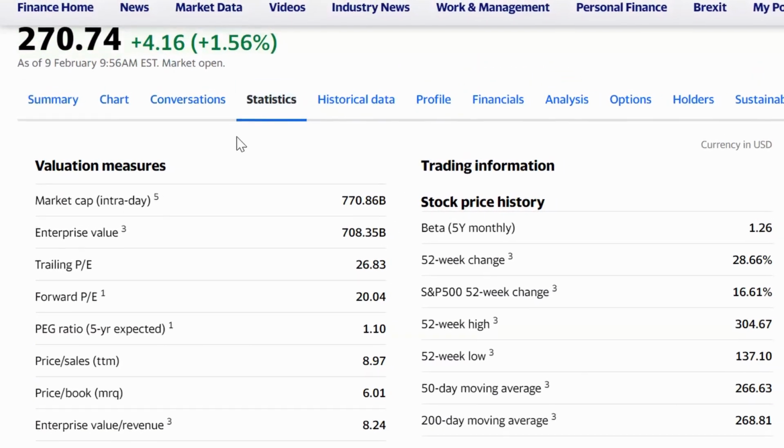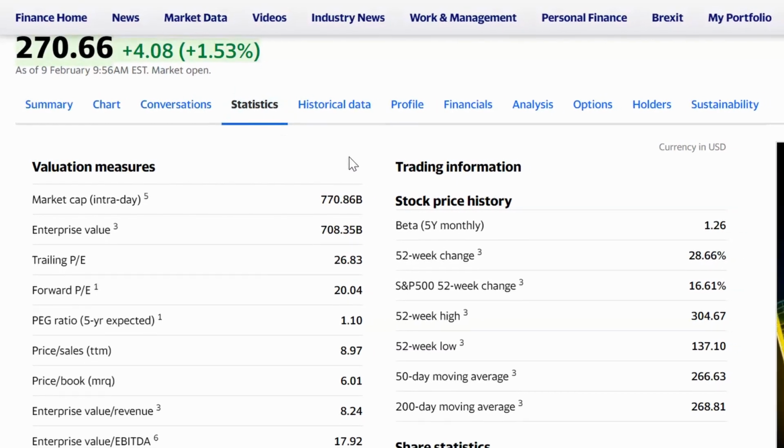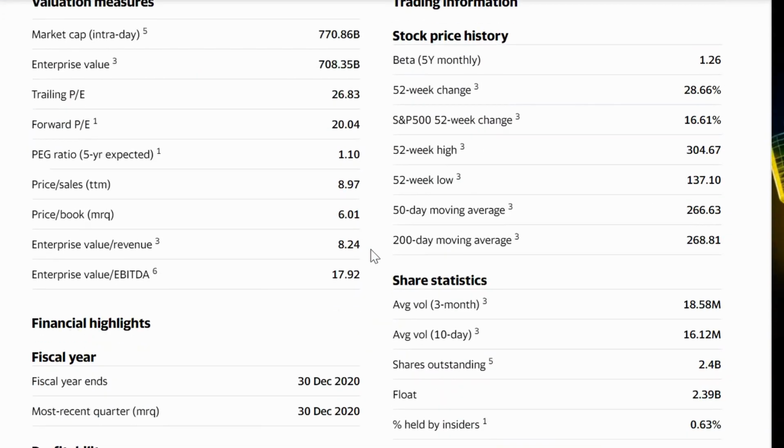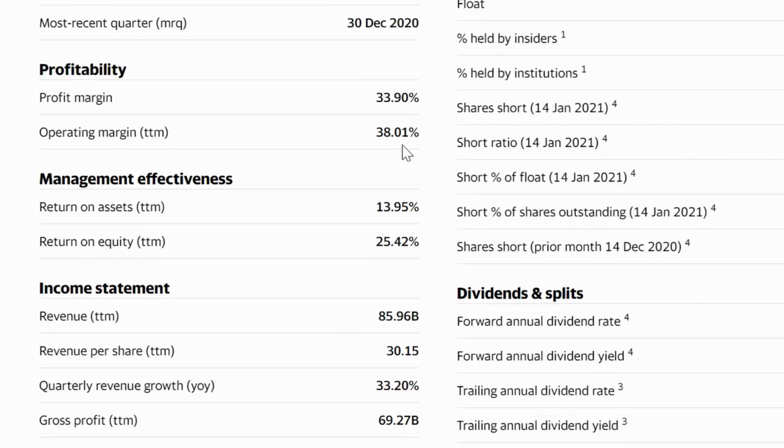So now, obviously, that's the one part of the statistics section. I just want to run really quickly through the rest of it, just so you can understand the important bits, I think, on this. And then we have profitability, so the profit margin.